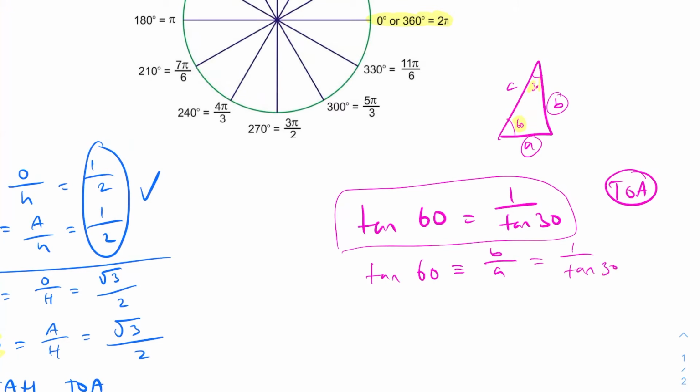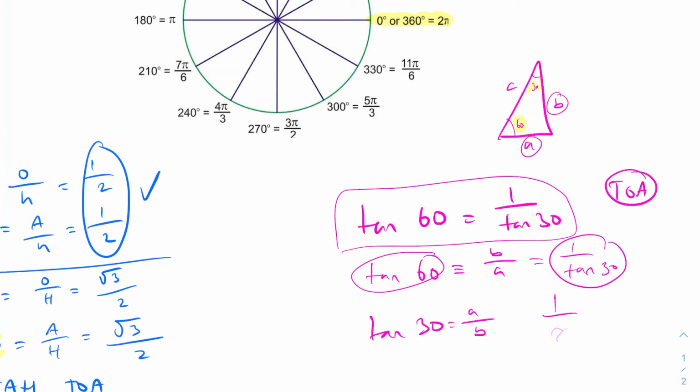So how does that work? Well, let's work out tan 30. Remember, tan 30, we're talking about this angle now, right? So what's the opposite of that angle? And what's the adjacent of that angle? The opposite of that angle is A, and the adjacent of that angle is B. So tan 30 is equal to A over B. We're saying that tan 60 is equal to 1 over tan 30. What's 1 over something? 1 over x, right? It's the inverse of x.